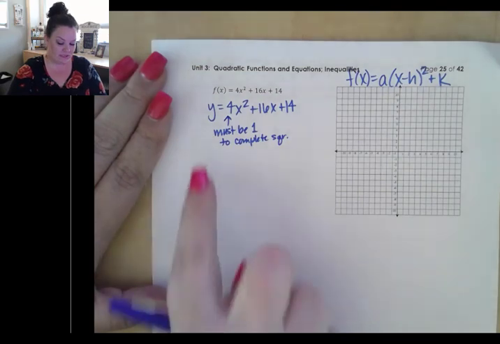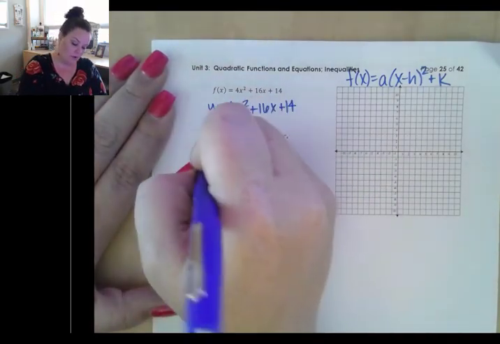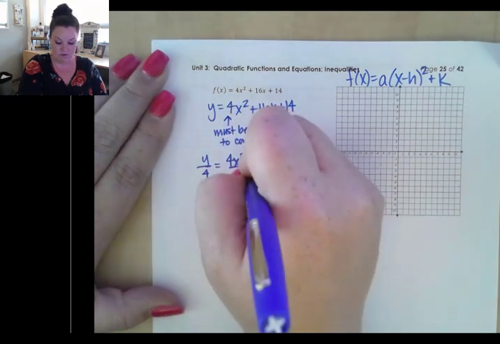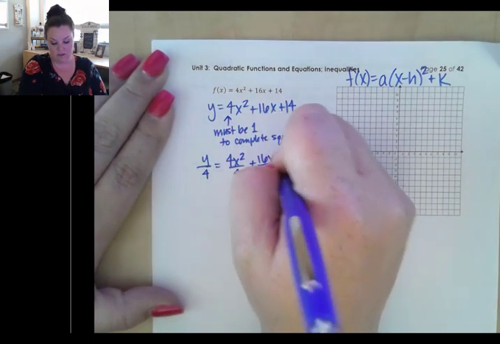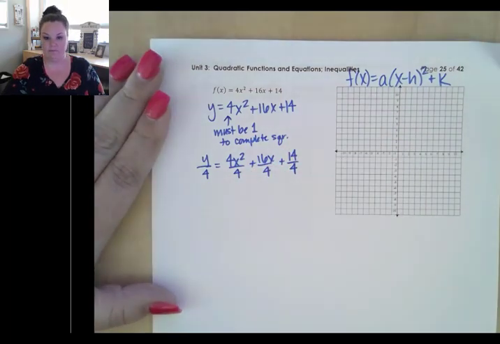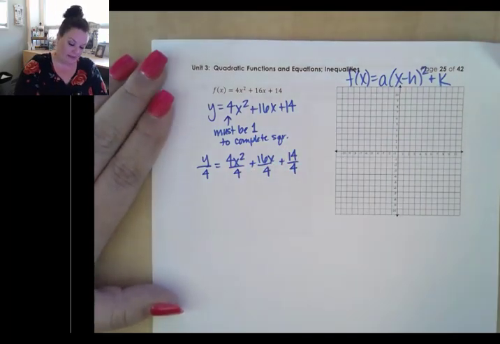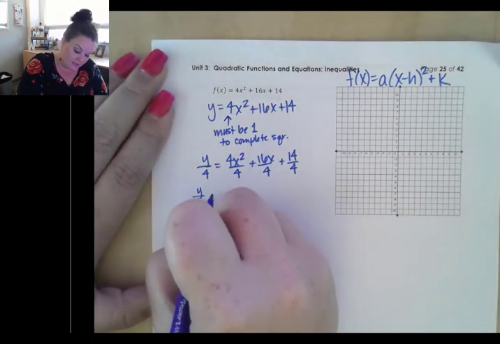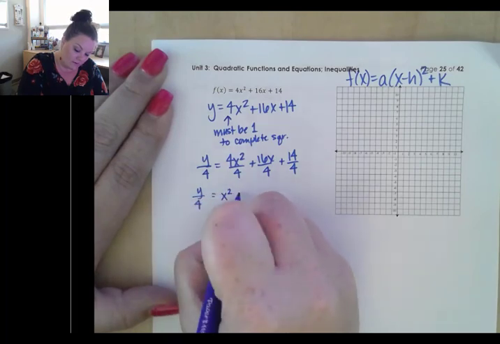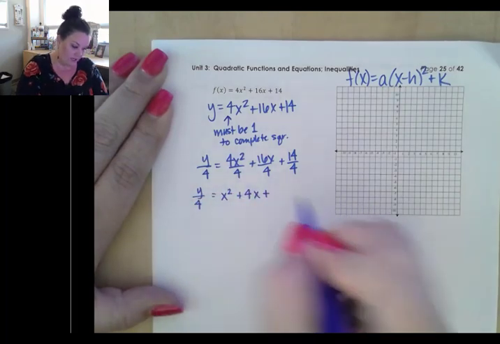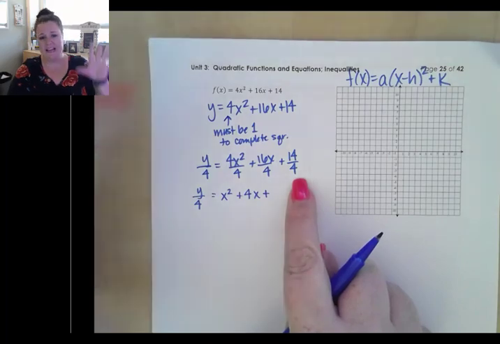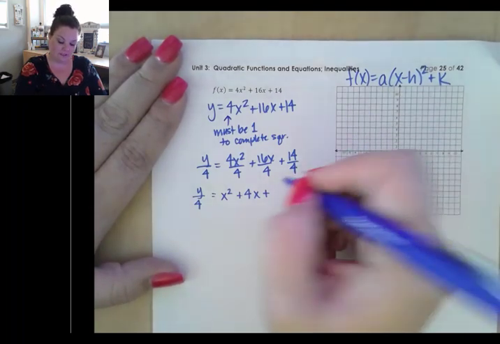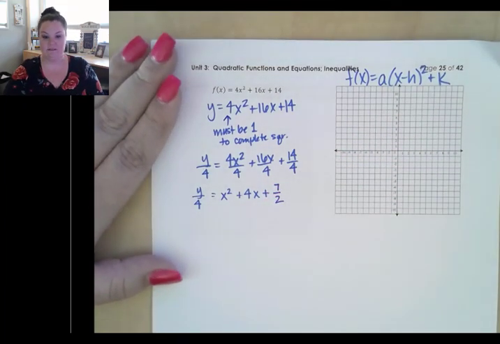Okay, so what I want to do is I just want to divide everything by 4. So I'm going to do y divided by 4, 4x squared divided by 4, 16x divided by 4, and 14 divided by 4. So when I simplify a little bit, that's going to leave me with y over 4, which I can't simplify, is equal to x squared plus 4x plus, now this one doesn't simplify to a nice whole number, but I can reduce it, right? Both of these numbers are reducible by 2, so I could write this as 7/2.